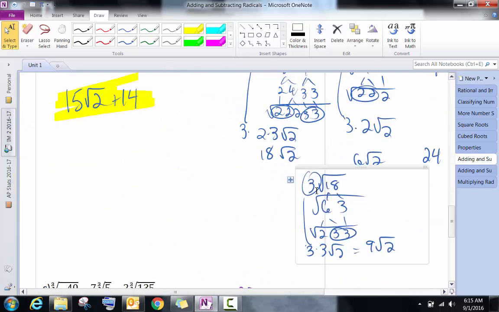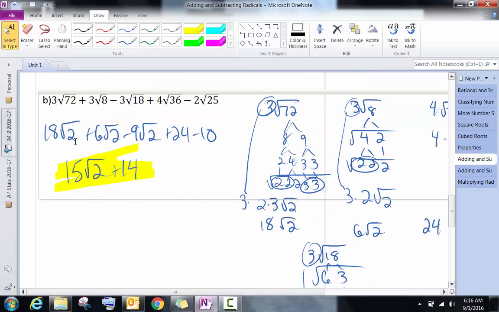And the last one before we simplify is 3 root 18. 18 is a 2 and 2 3's. I already have a 3. And now I bring out another 3 from the pair. So 3 times 3 is 9. And I have the 2 still stuck inside. So 9 root 2.